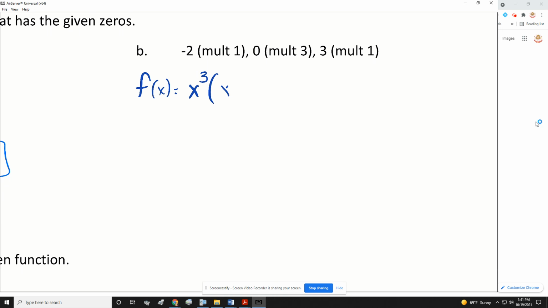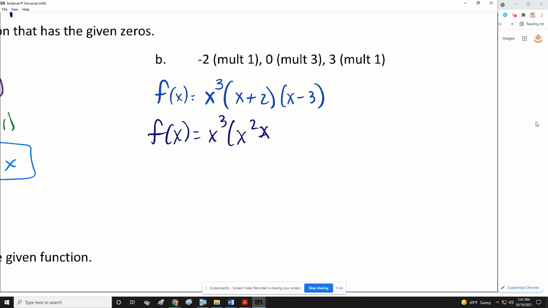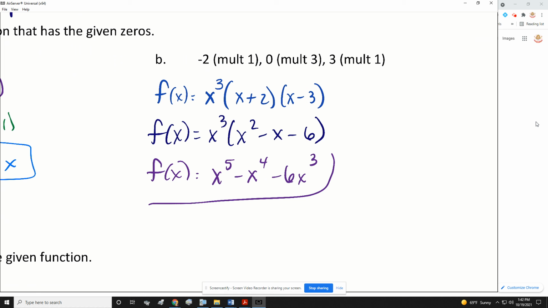All right, and then for negative 2, it's going to be x plus 2. And then for 3, it's going to be x minus 3. All right, and then I'm going to multiply those together. And that's it. There's one of them. It's not the only one, but it is one of them.